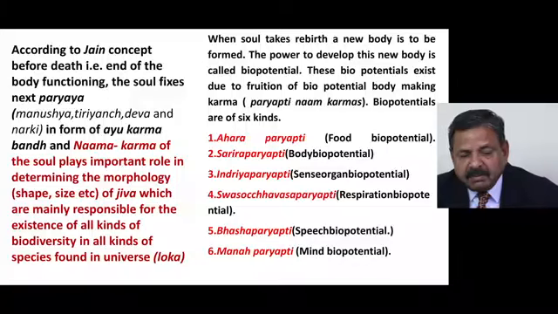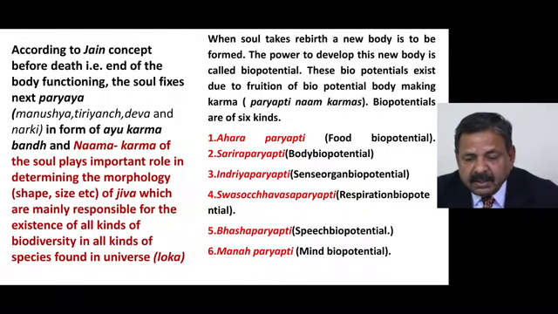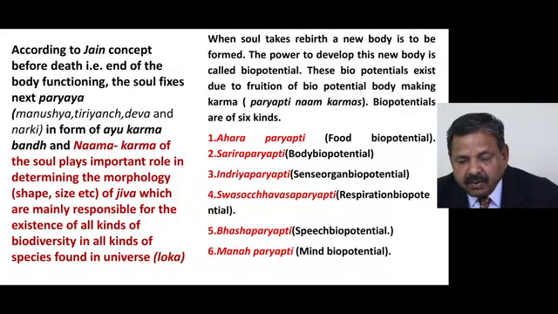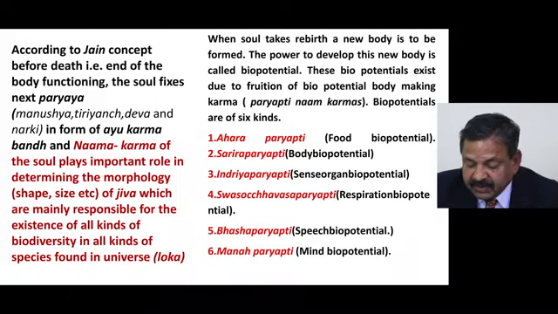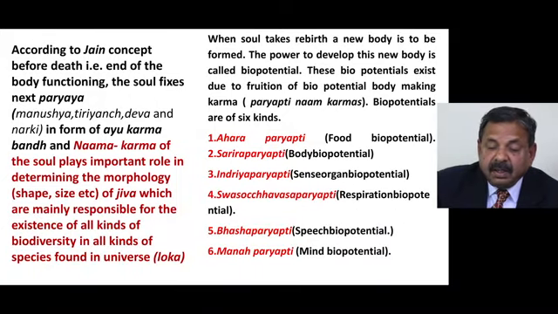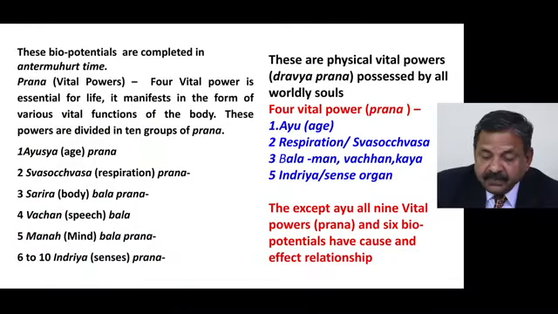This paryapti nam karma is of six types. One is ahar paryapti, food biopotential; sharir paryapti, body biopotential; indri paryapti, sense organ biopotential; swasochhas paryapti, the respiration biopotential; bhasha paryapti, speech biopotential; and mana paryapti, that is the mind biopotential. These biopotentials are responsible for the development of all these things.